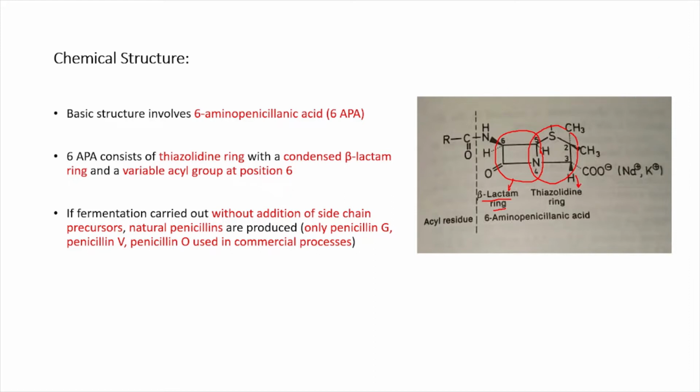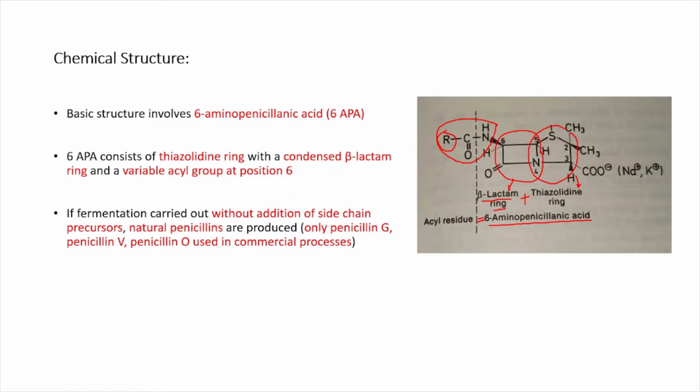So the beta-lactam ring and the thiazolidine ring, these two rings together, with some other groups, make up the 6-aminopenicillanic acid. So 6-aminopenicillanic acid is nothing but the combination of the two rings, the beta-lactam ring and the thiazolidine ring. Because of the presence of the beta-lactam ring in this class of antibiotics, they are called beta-lactam antibiotics. Apart from this, you can see at the sixth position you have a variable acyl group, with a variable R group. This is the R group which can vary.